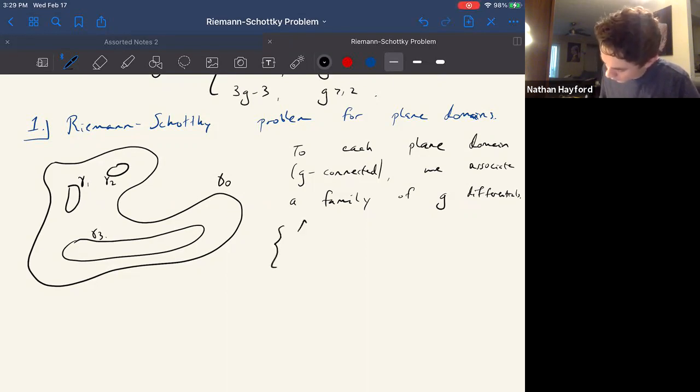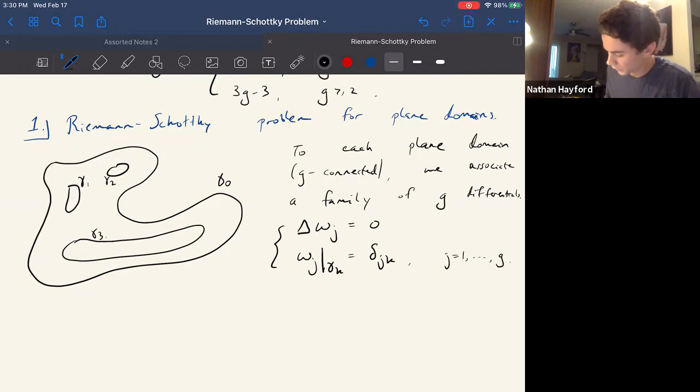And consider the solution to the following Dirichlet problem. So omega j is harmonic inside, and on the boundary is equal to delta jk. And there are going to be g of them. So we consider the harmonic function, and again, just to avoid technicalities, we're going to assume for right now that our domains are nice, so that this problem has a solution.